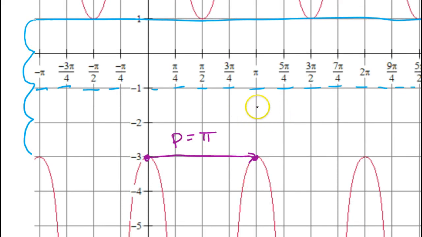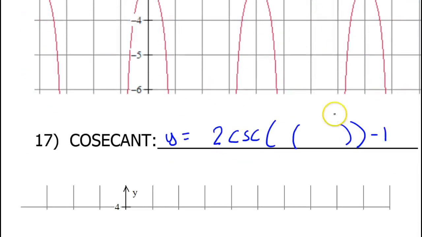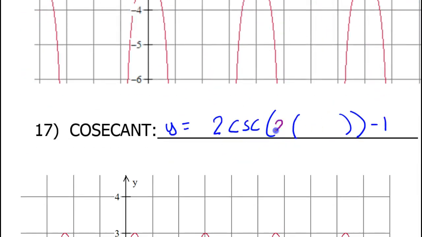So now I can find the b value, because we know that the period is going to be 2 pi over the b value. So that means pi is equal to 2 pi over the b value. So the b value is 2 pi over pi. The pi's cancel, so the b value is 2. So that tells me that we need a 2 right here.